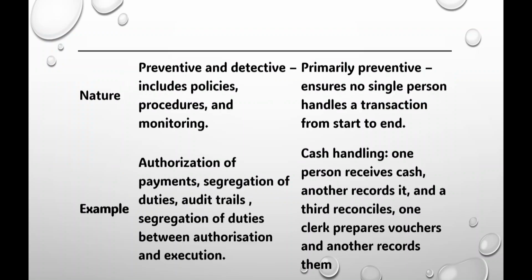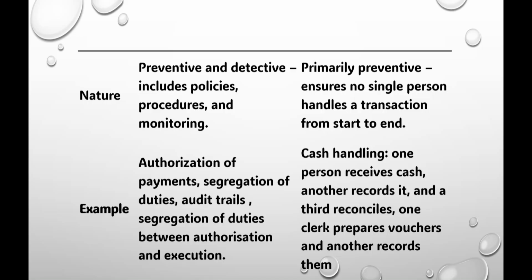Then the nature of internal control is preventive and detective. It includes policies and procedures, so it can prevent the error from occurring, and when it has already occurred, it does detective work to investigate where the fraud has emerged. And that has to be done by monitoring by the management. So the nature is preventive and detective, but internal check is primarily preventive.